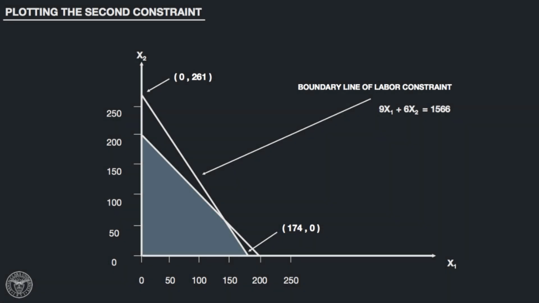Now let's look at the second constraint. We have 9x1 plus 6x2 less or equal 1566. Of course, right now we just need to look at the equal line. So we have 9x1 plus 6x2 equal 1566. If we put x1 equal to 0, we have x2 equal to 261. If we set x2 to 0, we have x1 equal to 174. And we have 2 points right now in order to draw a line. So we put the second constraint on the graph. And the left-hand side of this constraint will be the feasible area of this constraint.